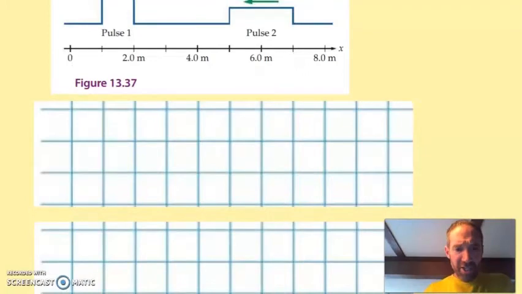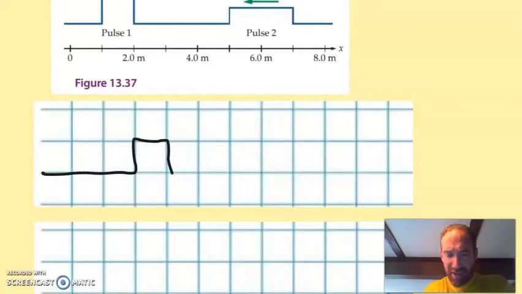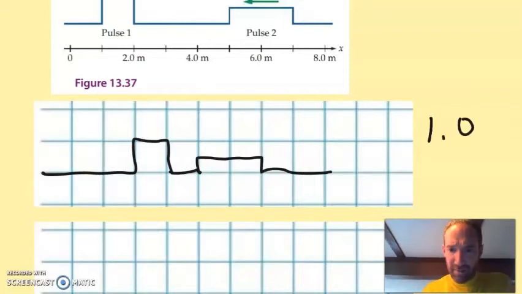So pulse 1 is going to move forward 1 block in 1 second, and so is pulse 2. Now pulse 2 is from 5 to 7. It's going to be from 4 to 6, and I'm only drawing it half as tall. So there's 1 second.